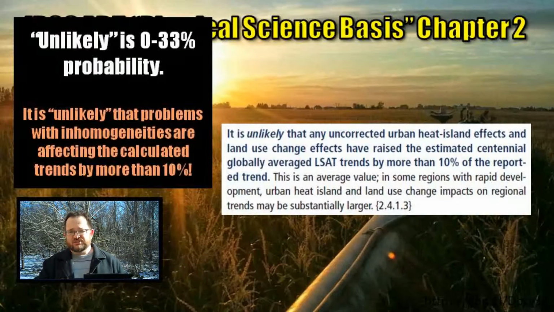Okay, so they're saying there's not a particularly big chance that any of it is being caused by those sorts of changes, but no matter what, it's not more than 10% of the observed temperature trend that is due to problems in the data, inhomogeneities in the data. That's a pretty strong thing to say.